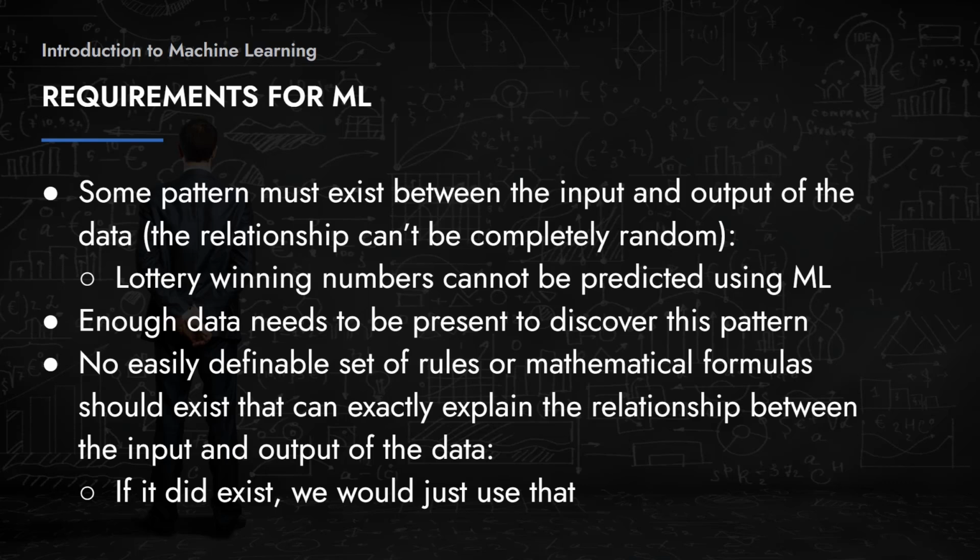And this relationship or this pattern between the input and output of the data should not be completely random, right? Otherwise, there's no point in applying machine learning algorithms to it. So an example you can see on the slide is lottery winning numbers, right? It's impossible to predict lottery winning numbers because it's completely random, okay?